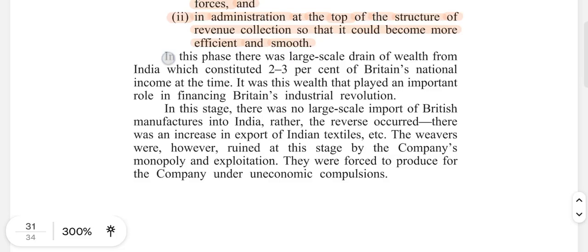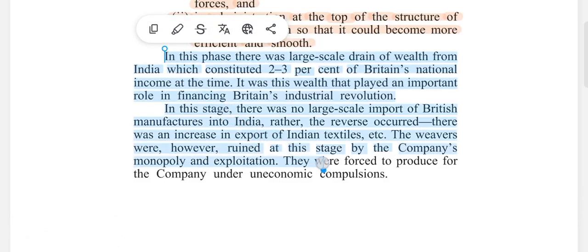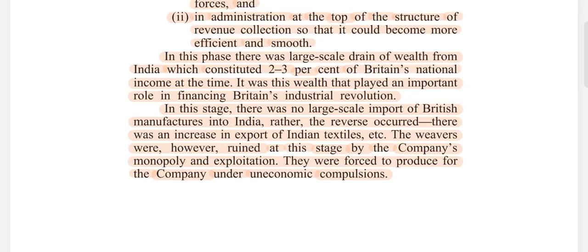In this phase, there was large-scale drain of wealth from India, which constituted 2–3% of Britain's national income at the time. It was this wealth that played an important role in financing Britain's industrial revolution. In this stage, there was no large-scale import of British manufactures into India. Rather, the reverse occurred. There was an increase in export of Indian textiles, etc. The weavers were, however, ruined at this stage by the company's monopoly and exploitation. They were forced to produce for the company under uneconomic compulsions.